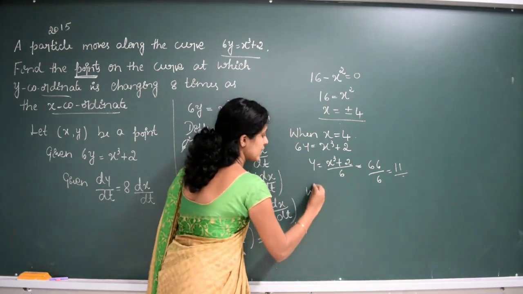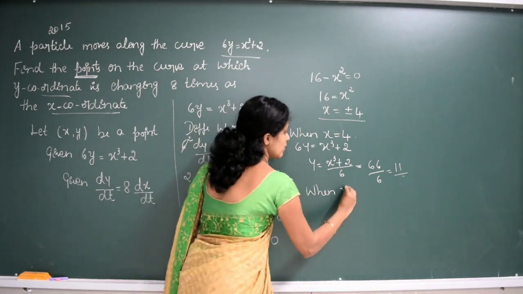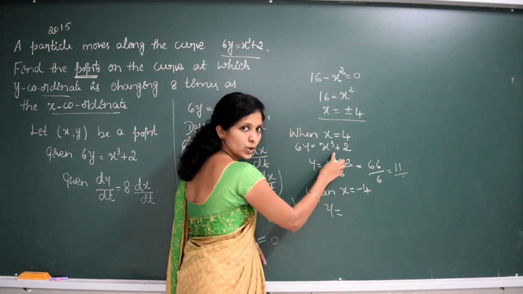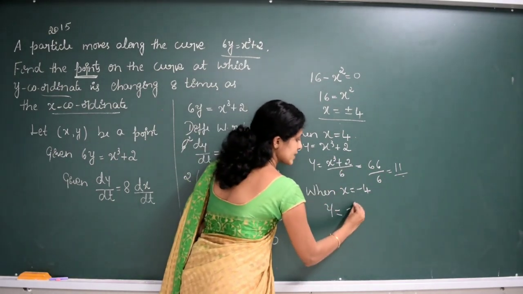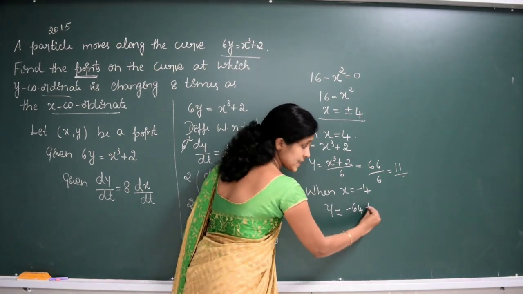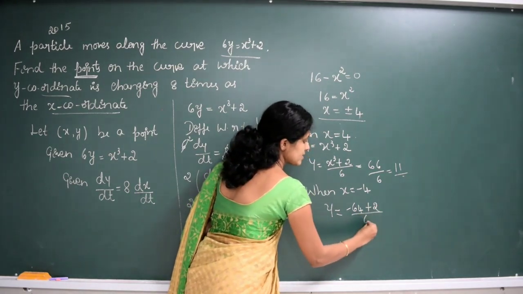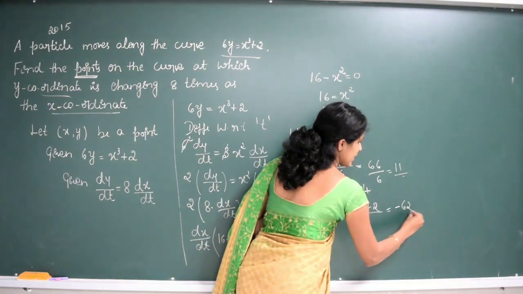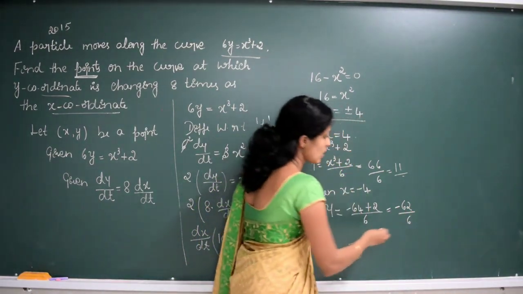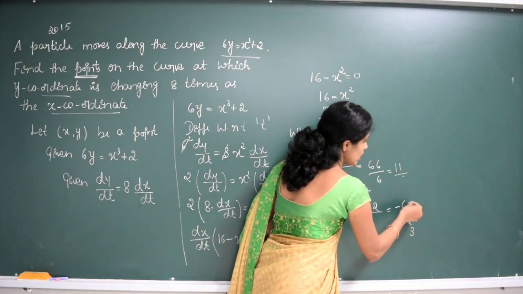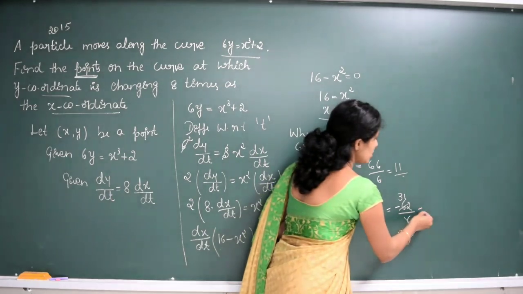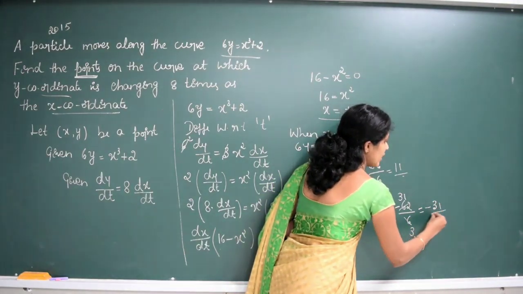We will substitute when the value of x is equal to minus 4. When x is equal to minus 4, y is equal to minus 4 whole cube, which will be minus 64, plus 2 divided by 6. Minus 64 plus 2 will be minus 62 divided by 6. So this is now 2 times 31, so this is equal to minus 31 divided by 3.